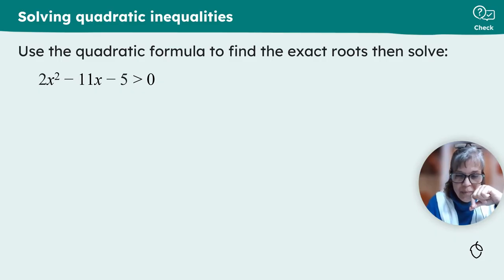Here's one for you to try. Use the quadratic formula and see if you can find the two critical values, and then what would be the region where x can be then? What would be the constraints on x? Okay, pause the video until you've tried it.